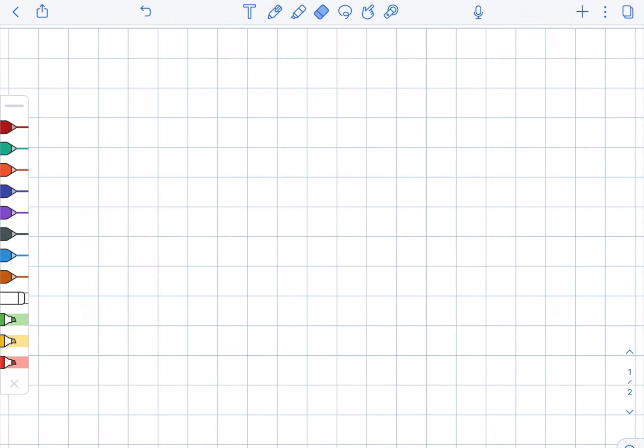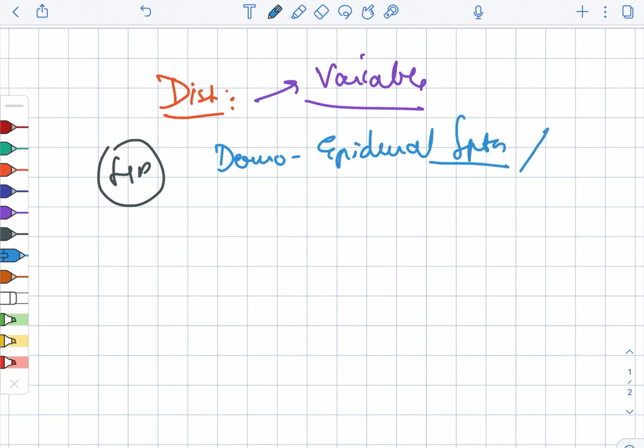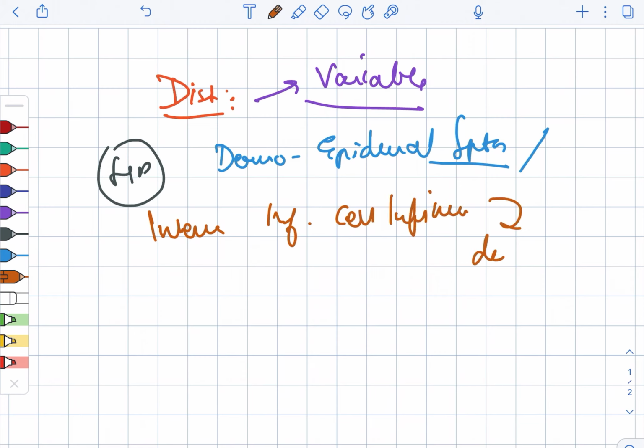Now looking at the distribution, how is Stevens-Johnson distributed? Distribution is totally variable. And now how is the histopathology? Histopathology shows a dermoepidermal separation, and there are also intense inflammatory cell infiltrates present in the dermis, and there are some areas of epidermal detachment.